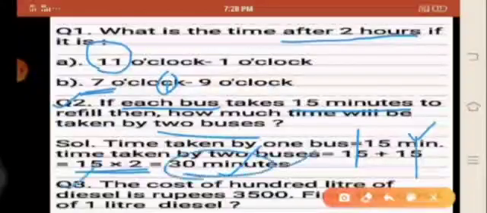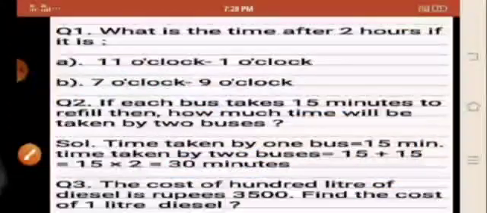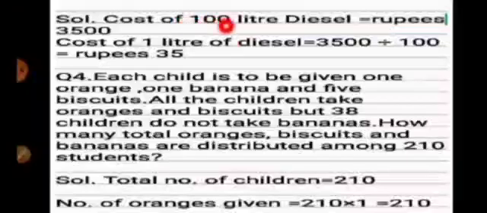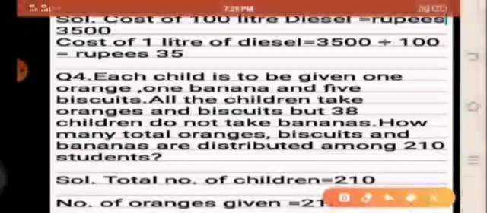Question number 3 is, the cost of 100 liter of diesel is rupees 3,500. Find the cost of 1 liter diesel. Here the answer is, cost of 100 liter diesel is equal to rupees 3,500. It is already given in the question. We have to find out cost of 1 liter. 1 means 1 is less. For 1 we do division.